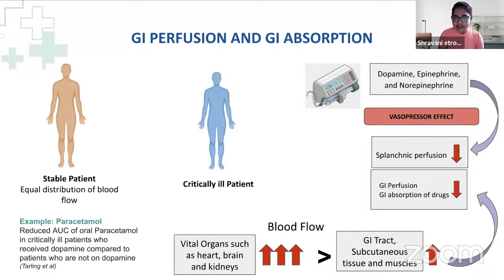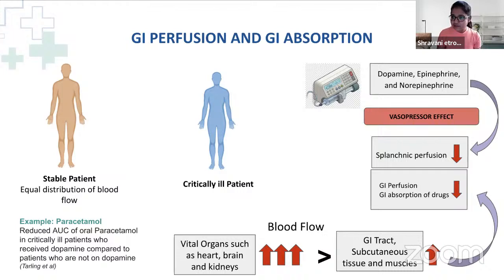So the first parameter is GI perfusion and GI absorption. Now look at the picture. We have two different sets of patients. The first patient is stable, which means the patient has an equal distribution of blood flow. But a critically ill patient will be in hypotension and shock.